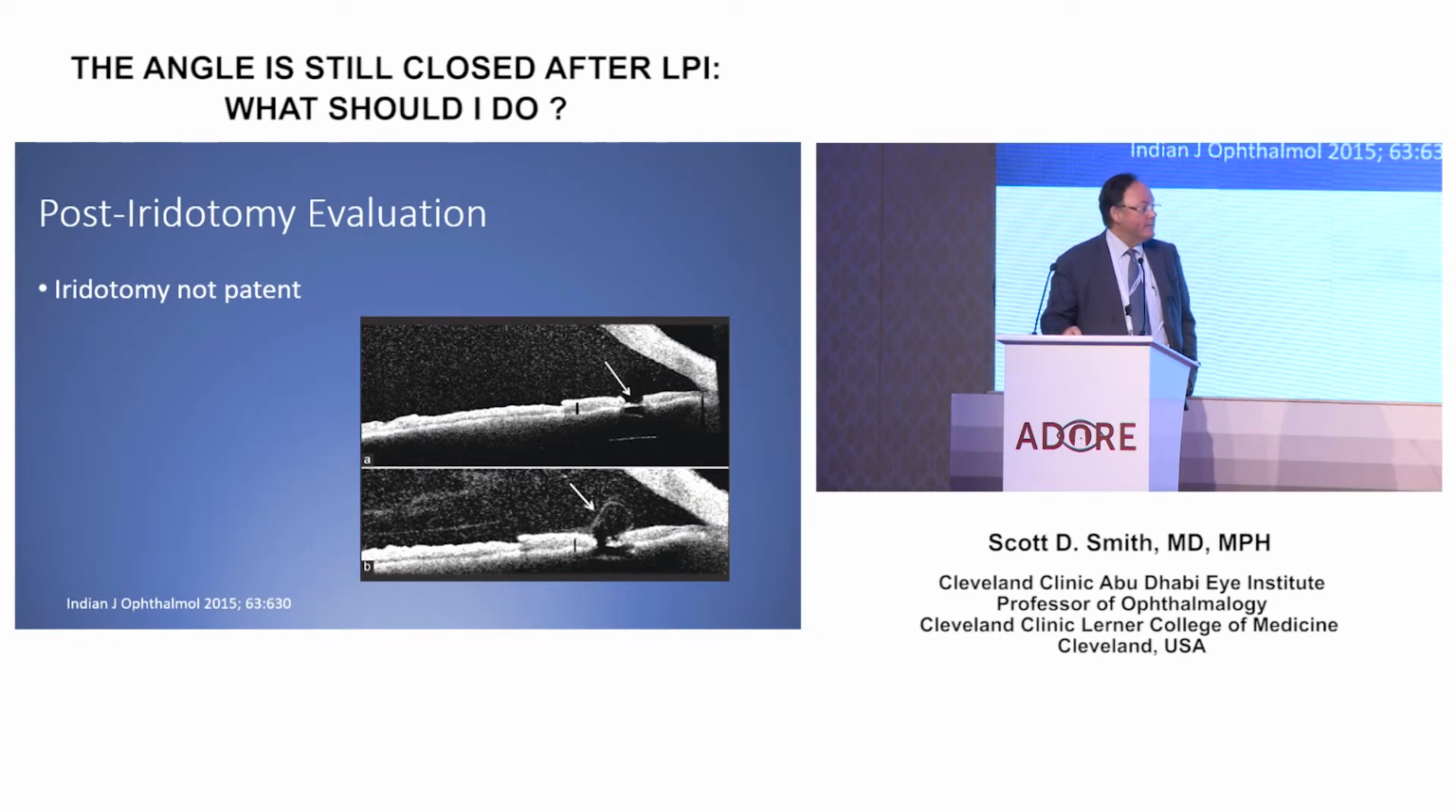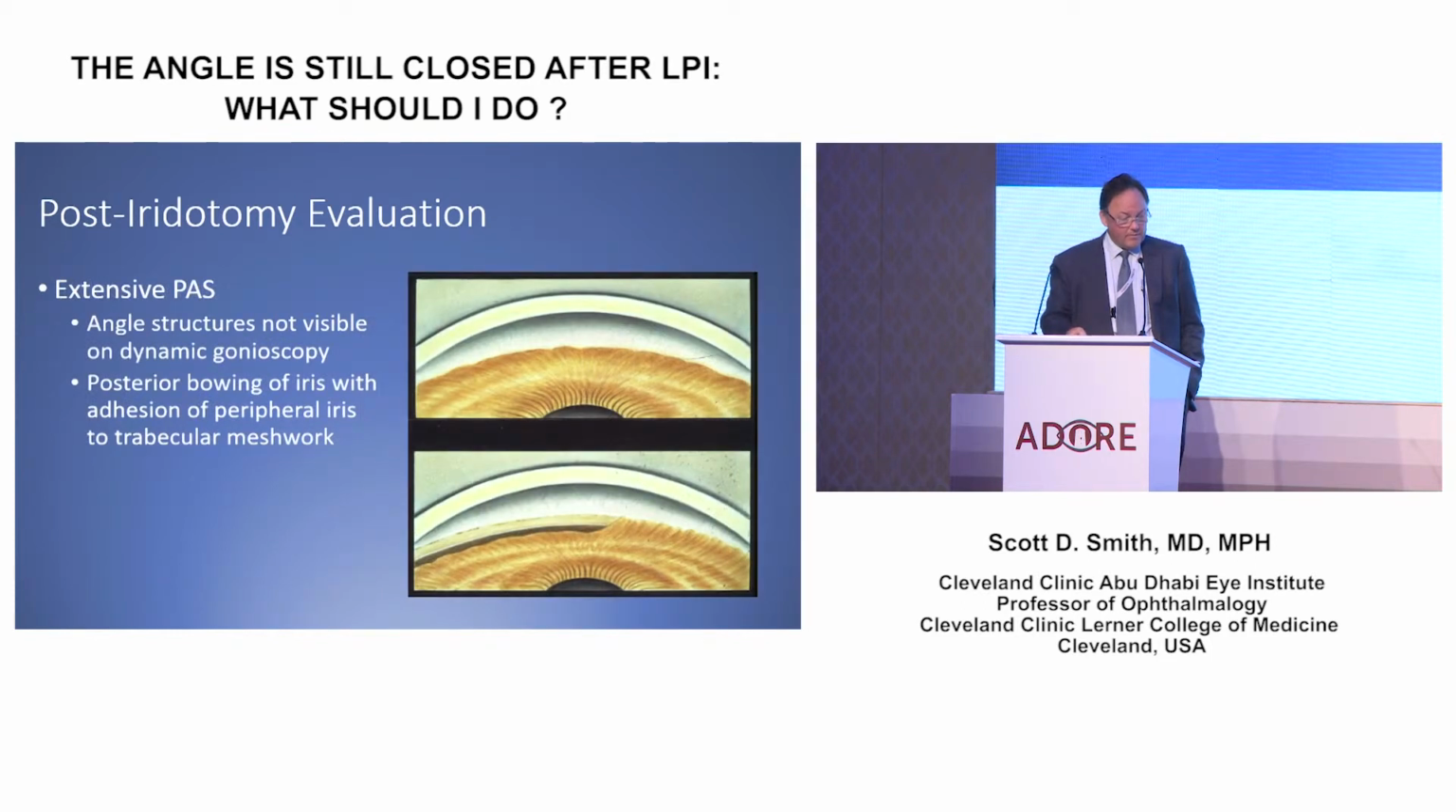The first thing we need to consider is that the iridotomy is not patent. Here's an anterior segment OCT that shows a small membrane that's still occluding the iridotomy, and you can get iris transillumination when there's a thin membrane still present. So if the angle width did not improve, take a look at the iridotomy carefully and consider doing a little touch-up iridotomy to open the angle further.